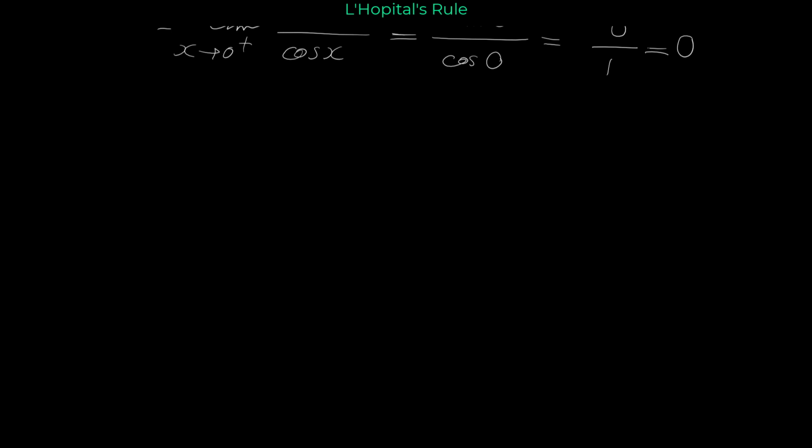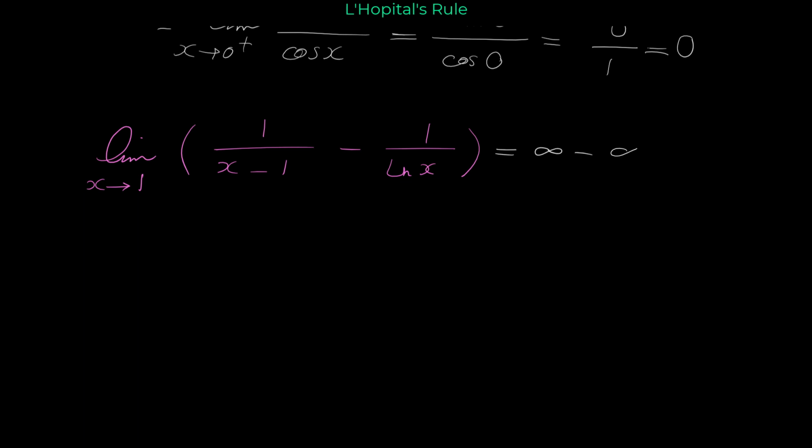Now look at this example. We want to find the limit of 1 over x minus 1 minus 1 over ln of x as x approaches 1. This limit is again infinity minus infinity. You can check this by direct substitution. And for finding this limit, we are going to do a common denominator between the two fractions. We want to make it one single fraction, so we do common denominator.